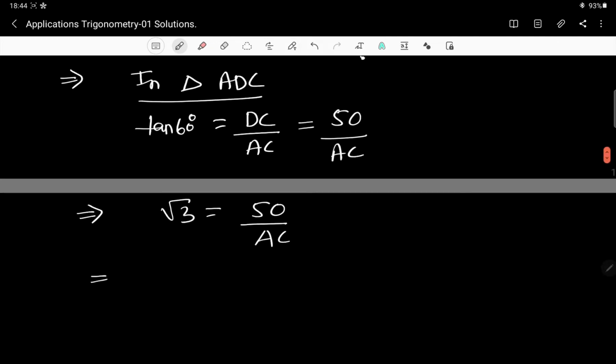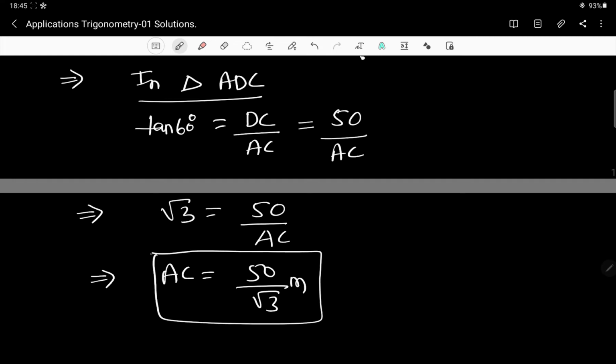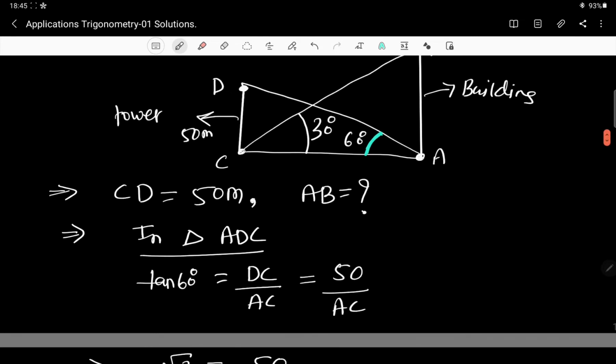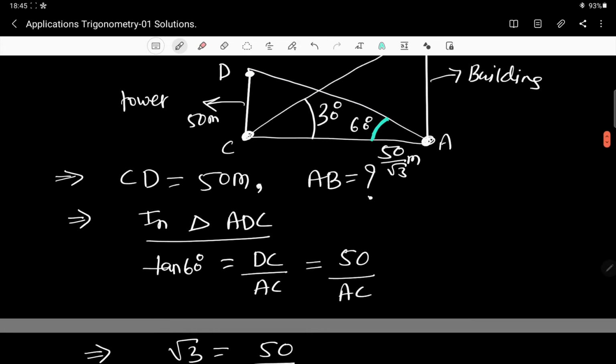All right, then I am going to get AC is equal to what? 50 divided by root 3 meter. Let it be there, no need to rationalize. So whatever this AC is, C to A or A to C, this one is 50 divided by root 3 meter. So we got it, 50 by root 3 meter.